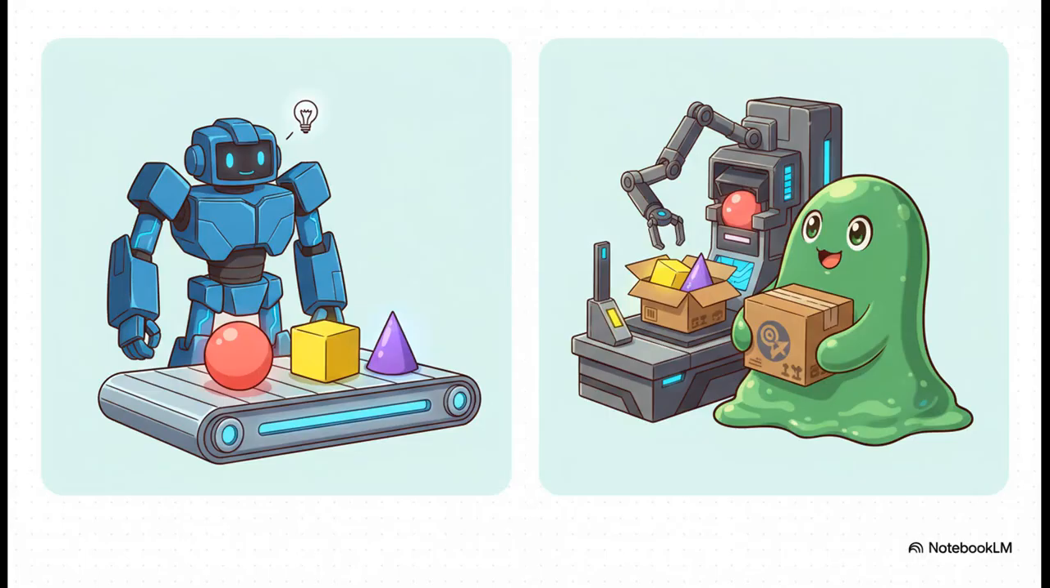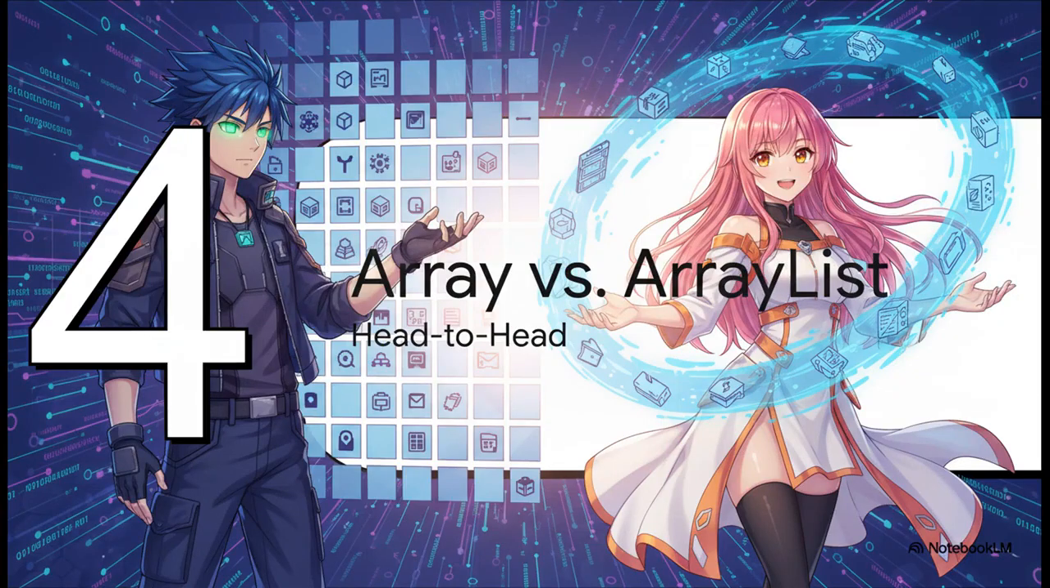Now, there is one technical thing you gotta know. Arrays are pretty basic, in a good way. They can hold simple data, like a plain number or a single letter. We call these primitives. Array lists, though, they're a little fancier. They can only hold what we call objects, which are more complex containers for data, like a string of text. All right, we've met our two contenders. Now it's time for the main event, the head-to-head showdown, array versus array list. Let's figure out when to use which.